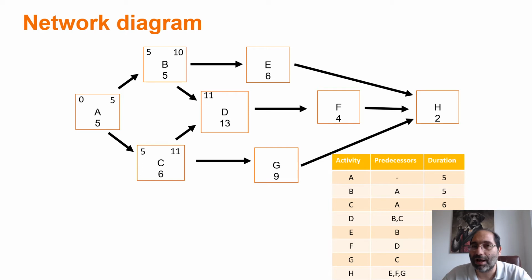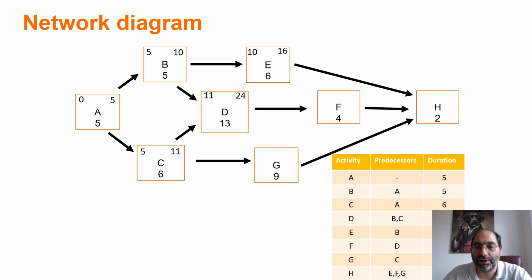Why? Because after 10 weeks, B is completed, but C is not. But in order to start task D, I need both B and C to be completed. So I always pick the highest of the two early finish times. So 11. 11 add 13, which is the duration of D, will give me 24 as the early finish time for activity D. Moving to activity E, 10 is the early finish time of B, so the early start time of E is 10. 10 plus 6, 16.